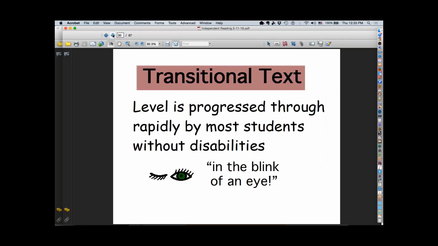And just remember that the transitional level for typical students is progressed through rapidly. For most students with disabilities, it kind of happens in the blink of an eye. But for many students that we work with, this transitional level is going to be years, and that's just fine. There are some fabulous transitional texts out there. So we just want to find some that are engaging, age-respectful, and appropriate text levels for your students.